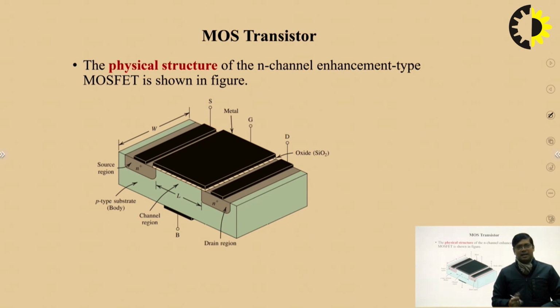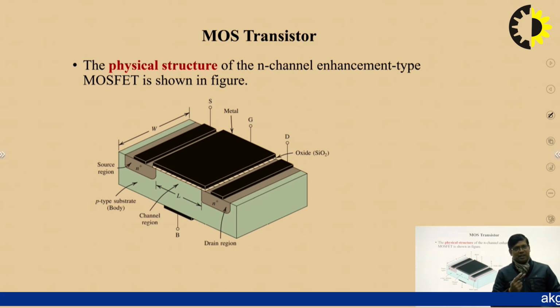Also, as the name of the topic today is N-channel enhancement type MOSFET, there are two types of enhancement type MOSFETs. One is N-channel and the other one is P-channel, depending on the kind of dopants or charge carriers we use. If we are using N-type doping, then it is N-channel MOSFET. If we are using P-type doping, then it is P-channel MOSFET.